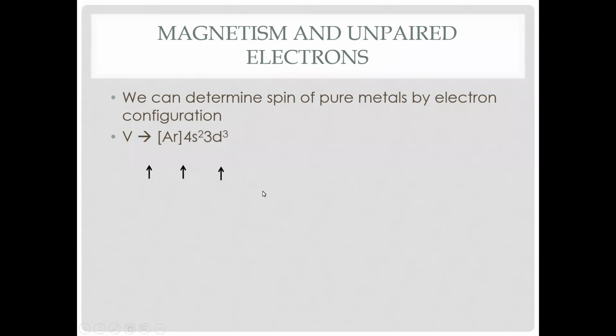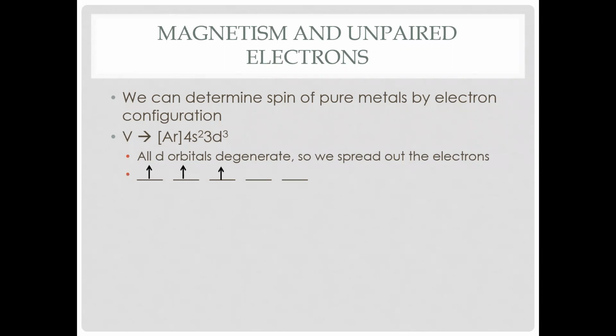So we've been talking about magnetism and how we can calculate magnetism from the number of unpaired electrons. If we are thinking about a pure metal, say pure vanadium, all of the vanadium atoms are surrounded by other vanadium atoms that are not charged. And so all of the d orbitals have the same energy, or we say they are degenerate. So we follow Hund's rule that says we spread those electrons out. And this means we have 3 unpaired electrons.